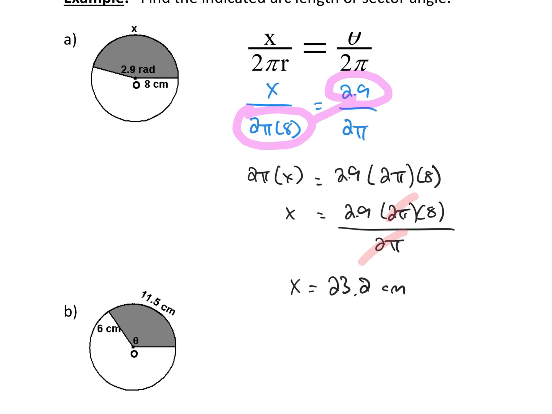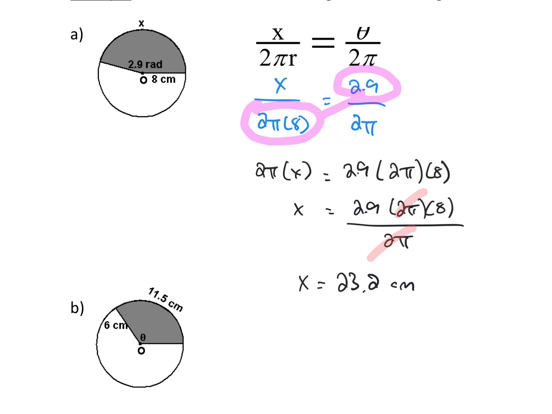And actually, a more simplified formula comes from that. S equals theta r. R is the radius. That's pretty clear. Theta is the sector angle, and S is the arc length. So we can get rid of those 2 pi's and just use the formula S equals theta r as well.